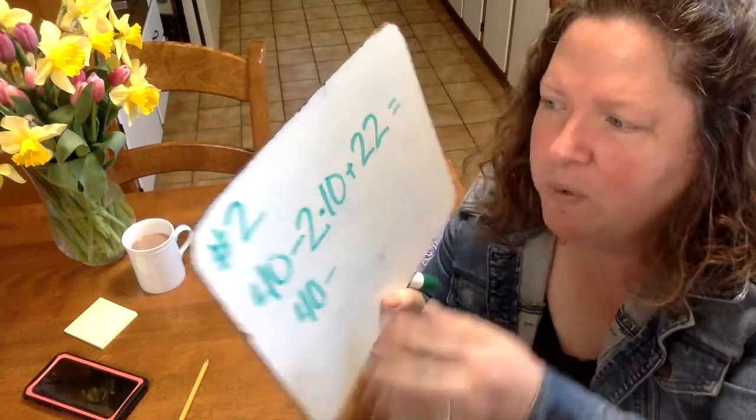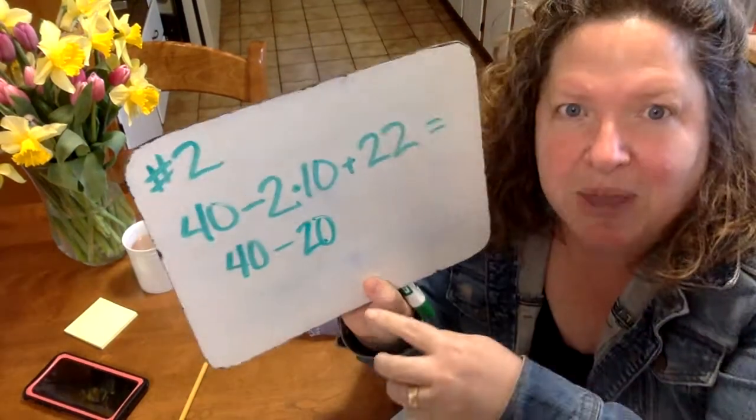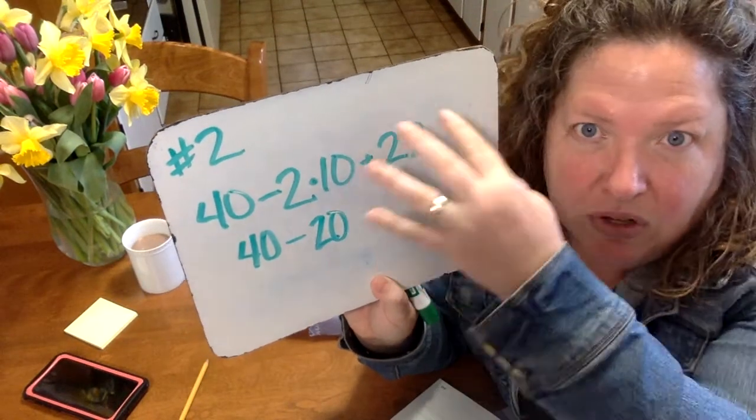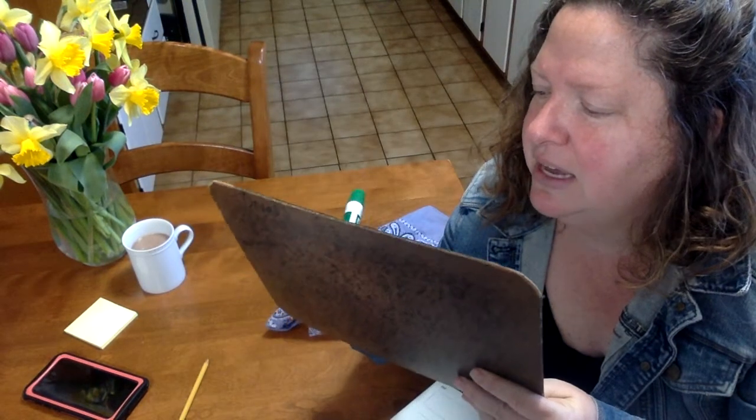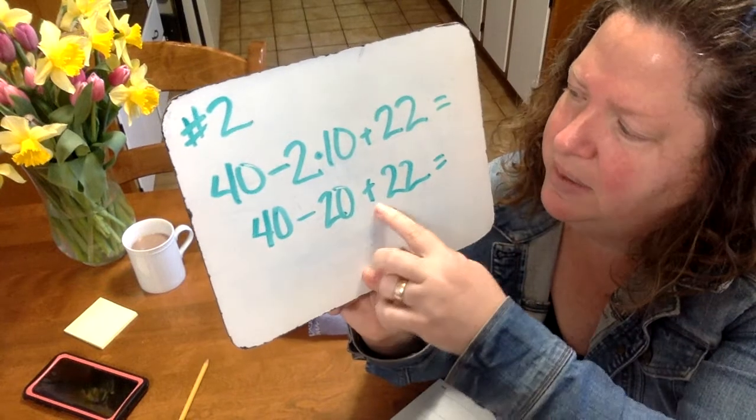Go. So 2 times 10. We can solve 2 times 10. 2 times 10 we know is 20. But we have to keep the rest of the problem also coming down. So we still need the plus 22. We haven't blasted that out of the sky yet. Now we're left with 40 minus 20 plus 22.